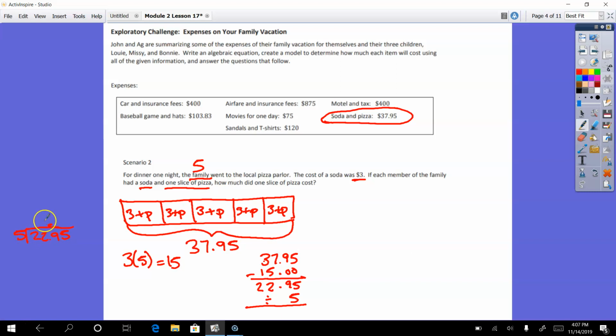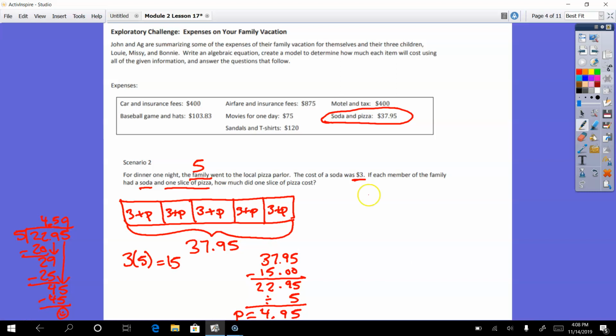5 will go into 22 4 times. 4 times 5 is 20. Subtract is 2. Bring down your 9. 5 will go into 29 5 times. 5 times 5 is 25. Subtract is 4. Bring down the 5. 5 will go into 45 9 times. 9 times 5 is 45. And so we don't have to do any rounding here. Okay, so $4.95 for a slice of pizza.